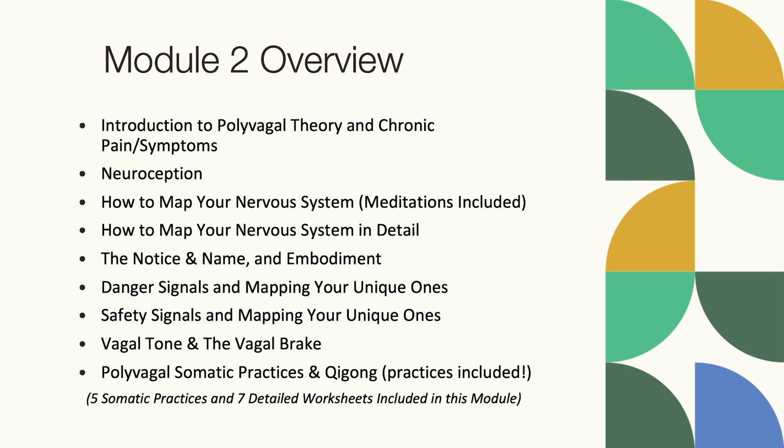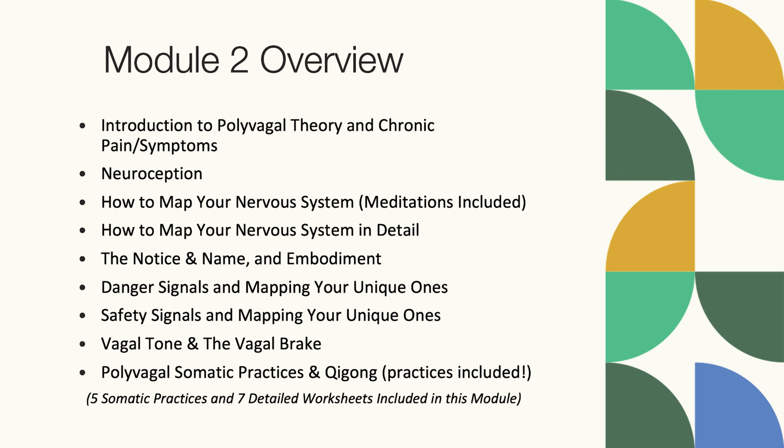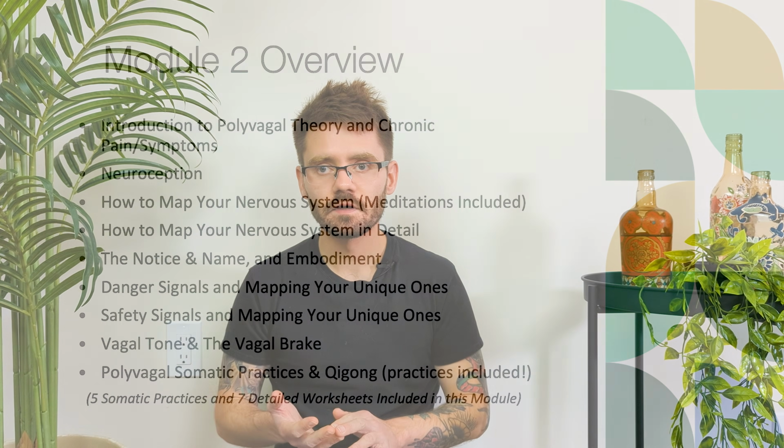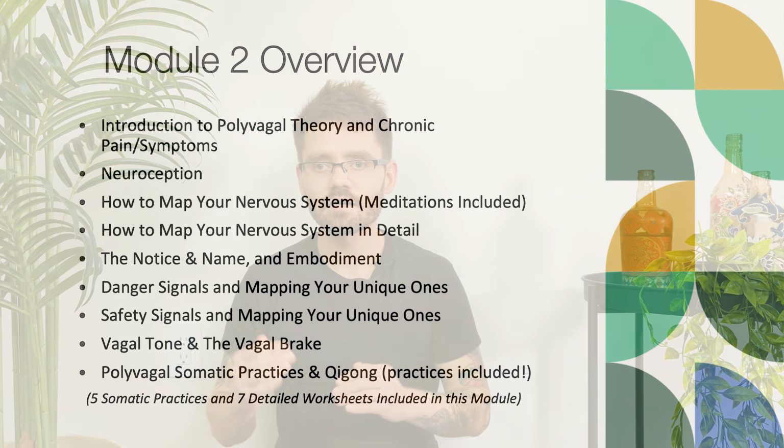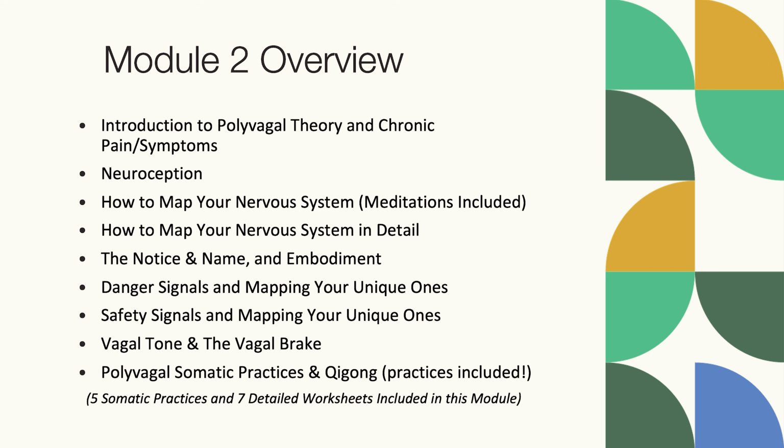So we give you an introduction to Polyvagal Theory and how this relates to chronic pain and symptoms. I know I've discussed this lots on the channel. And Module 2 is a really in-depth 101 to Polyvagal Theory. Now we discuss neuroception, how your brain is scanning for safety or danger in every moment of your life, and how this can actually start to become inaccurate.